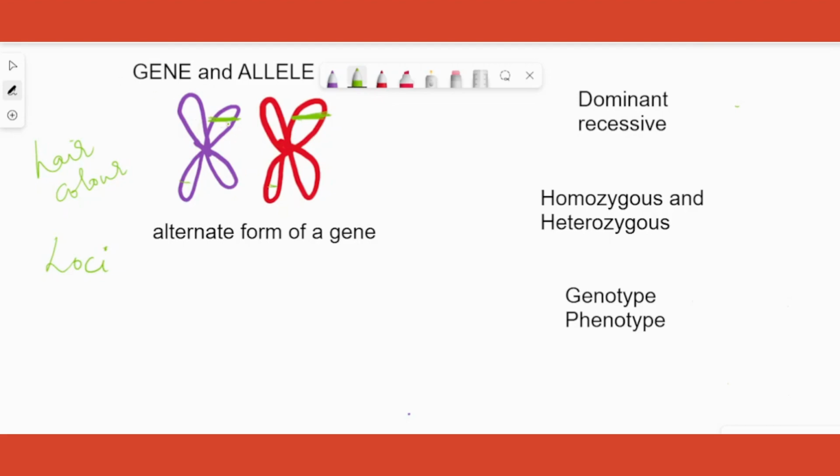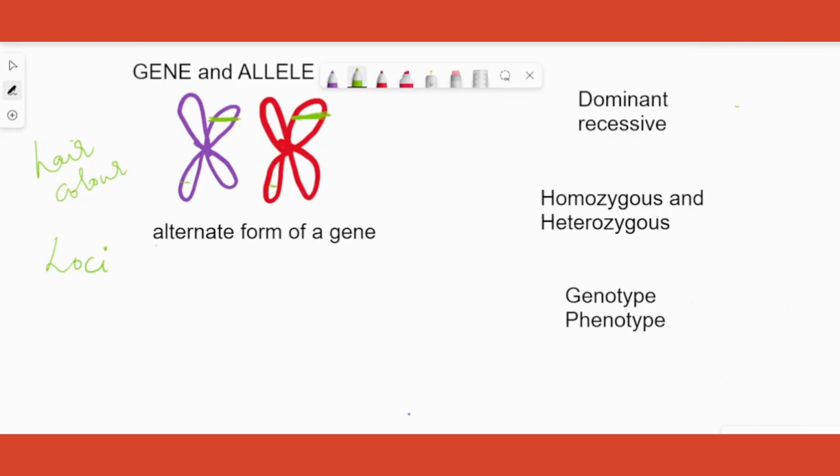So the gene, meaning the DNA which can code for a protein, is over here. That means it will have a similar gene on the other homologue also, and those genes which are the alternate forms are called alleles. So what are alleles? Alleles are nothing but genes itself, two forms of the same gene, or alternate forms of the same gene.